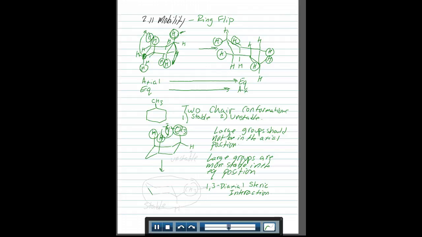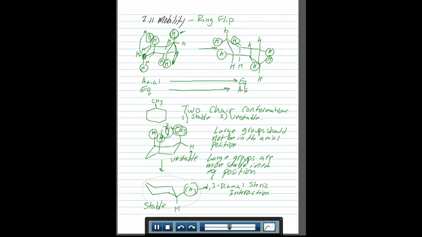What you want to do is ring flip this. Remember, if you ring flip it, whatever was axial now becomes equatorial, and whatever was equatorial now becomes axial. Now your methyl group is actually sticking out. All the hydrogens are sticking away from all the other groups, and this is the much more stable molecule. Stable, unstable.